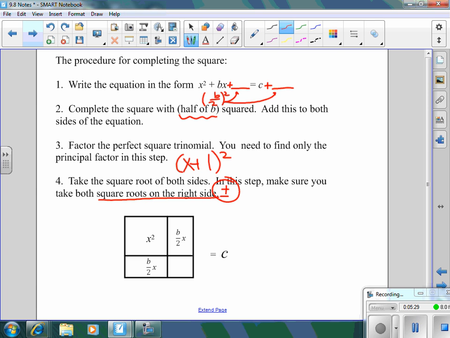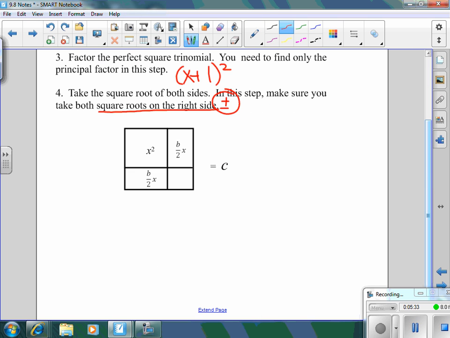So let's look back at the square analogy. Here's our square right here. The x squared term always goes in the big box. We've got to take b and cut it in half because we need to see it twice. And then remember, we're going to multiply to end up with our constant. And that's what we're going to add to both sides.